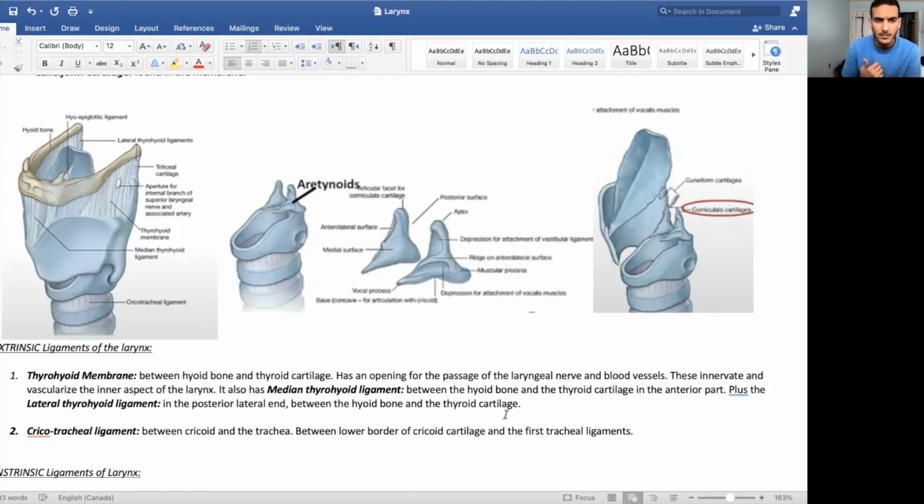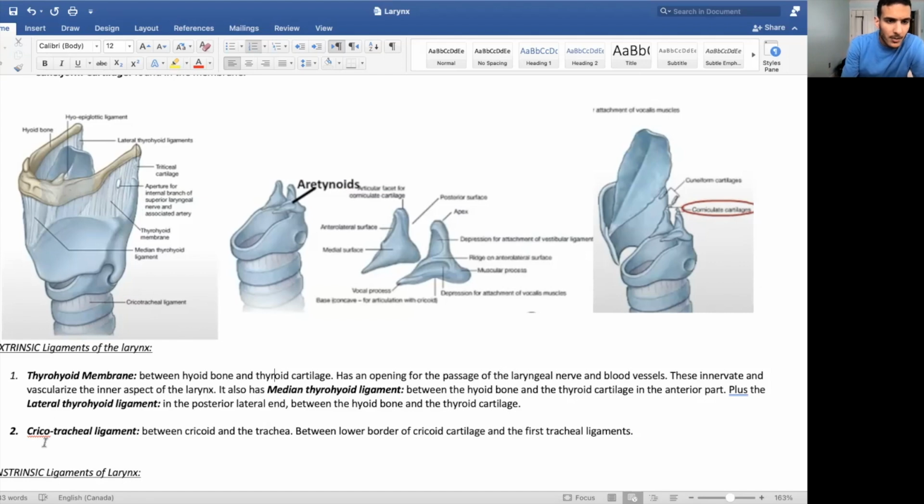This is just us saying that the thyroid membrane has parts. A very good part of it is the median thyroid ligament and the lateral thyroid ligament, and they're just telling us where it is situated. The lateral thyroid ligament is found between this part of the thyroid cartilage and that part of the hyoid bone, and so this is called the lateral thyroid ligament. Okay, that's the thyroid membrane.